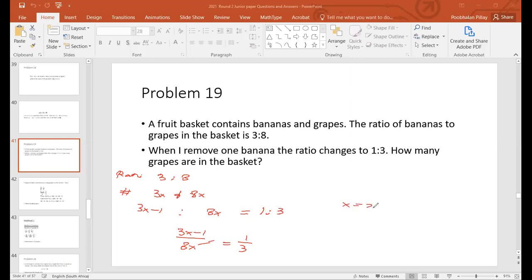If you solve for it, you get x equals 3. So the number of grapes in the baskets, x is 3. So the actual numbers are 9 and 24. That's 3x, x is 3. Now when you remove 1 from here, this ratio is 3 over 8, as you can see, 9 over 24. And you remove 1 from it, becomes 8. And 8 over 24 is certainly 1 over 3. So that's very nice. So this is the bananas, and these are grapes. And the question is, how many grapes were in the basket? So the answer is 24.